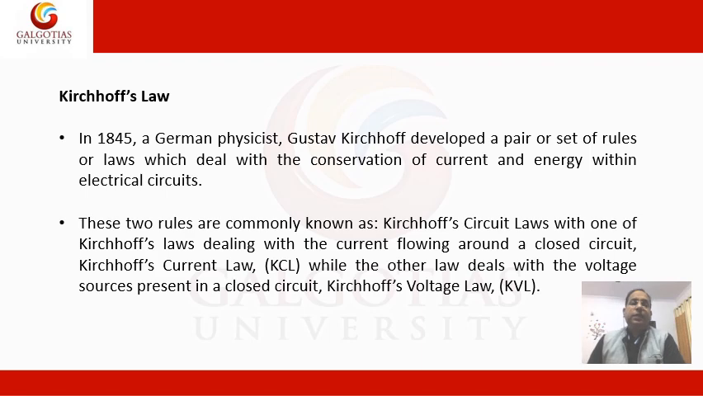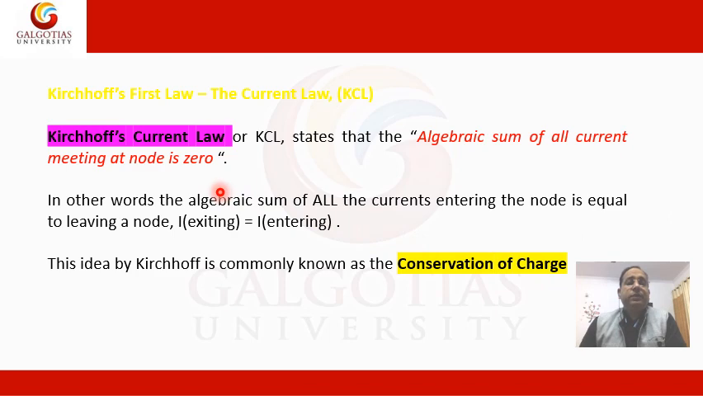Okay, let's have some idea about the Kirchhoff laws. In 1845, a German physicist, Gustav Kirchhoff, gave two laws. One is in terms of current, one is in terms of voltage, namely known as Kirchhoff current law and Kirchhoff voltage law. So we can say there are two rules: one deals with the current flowing around the closed circuit, that is KCL, while the other law deals with the voltage sources present in the closed circuit, called KVL. So let's see them one by one. Let's first take Kirchhoff current law.